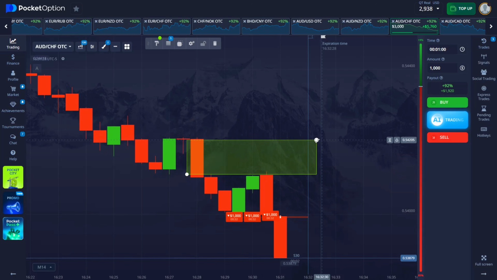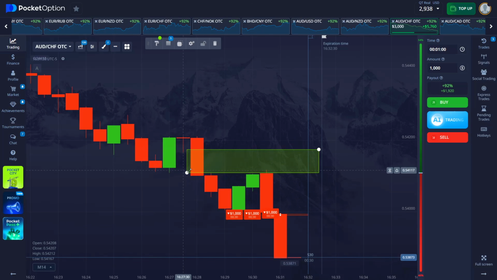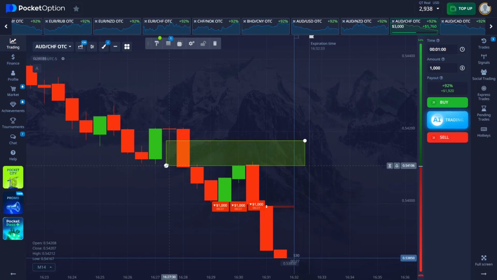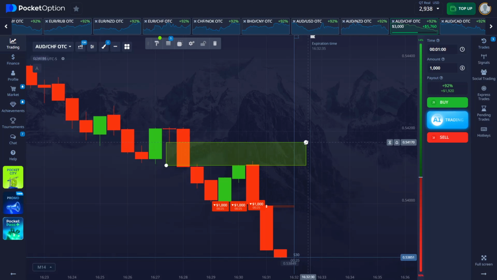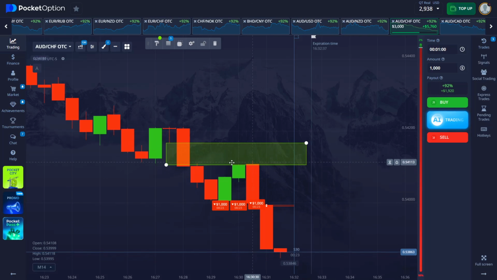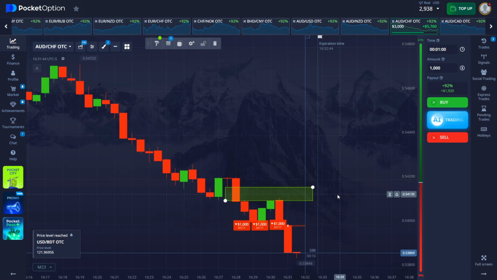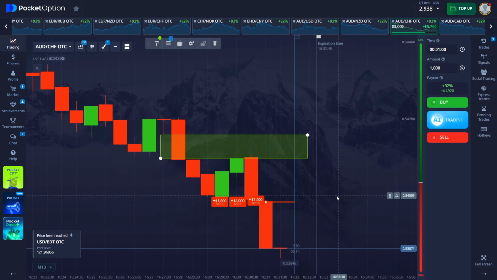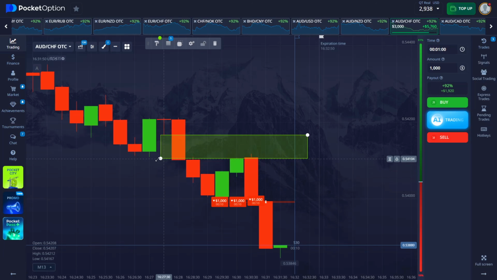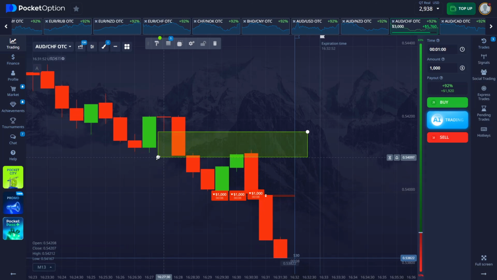Okay, you see how the price came nicely into my fair value gap and swept all the liquidity. You see how strong this fair value gap was? And this is how you have to trade guys. You have to understand that trading is the game of probabilities, and the more you can increase the probability, the better for you. And this is why knowledge is so important in trading.